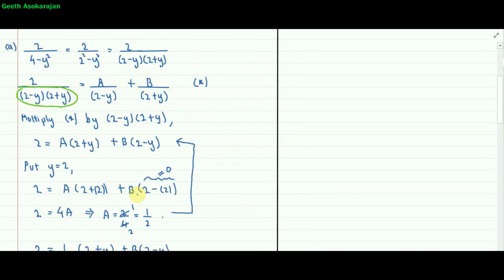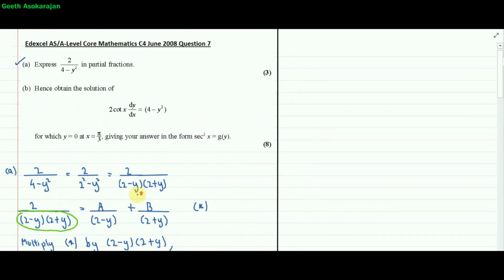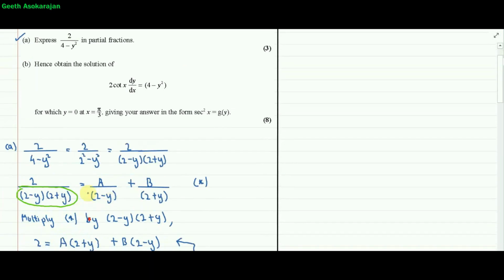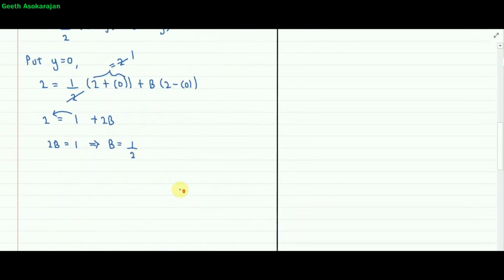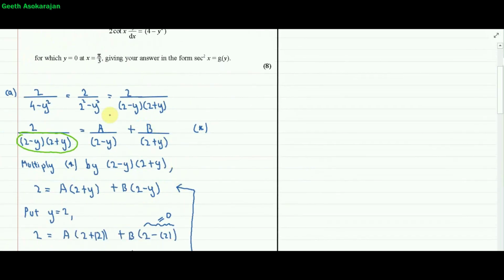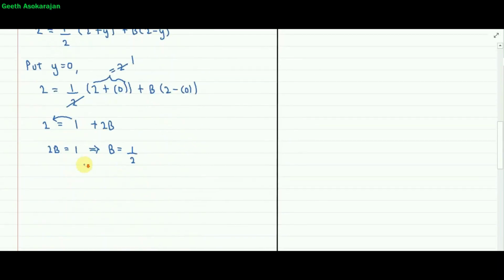So let's go up and replace the a and b in star. So a is half, and b is half as well. Let's replace it in star. So we got 2 over (2 minus y)(2 plus y).